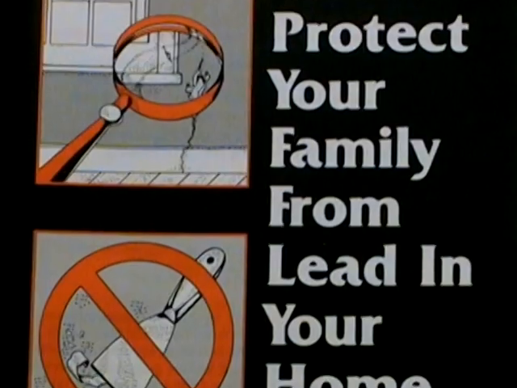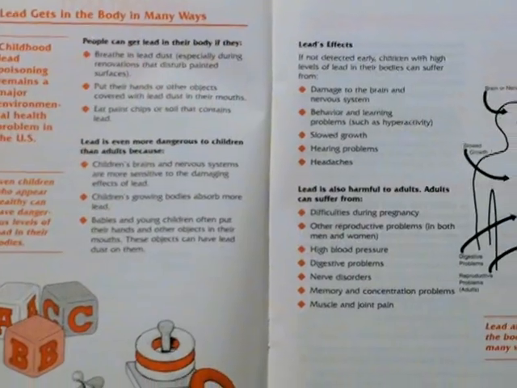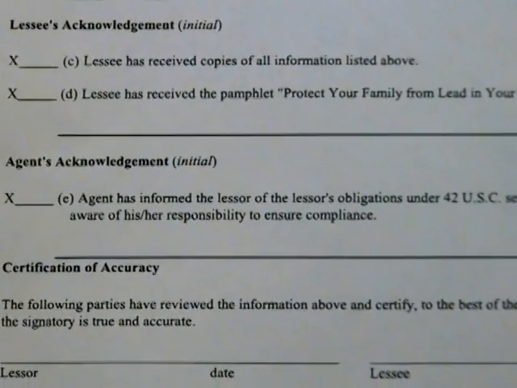There's a pamphlet that's included with this form. We ask that you initial that you've received the pamphlet. Hopefully it'll answer all of your questions. Really the main thing to remember is that the possibility of lead-based paint exists, so try not to eat any paint chips. After you're done initialing on this form, please sign on the bottom.